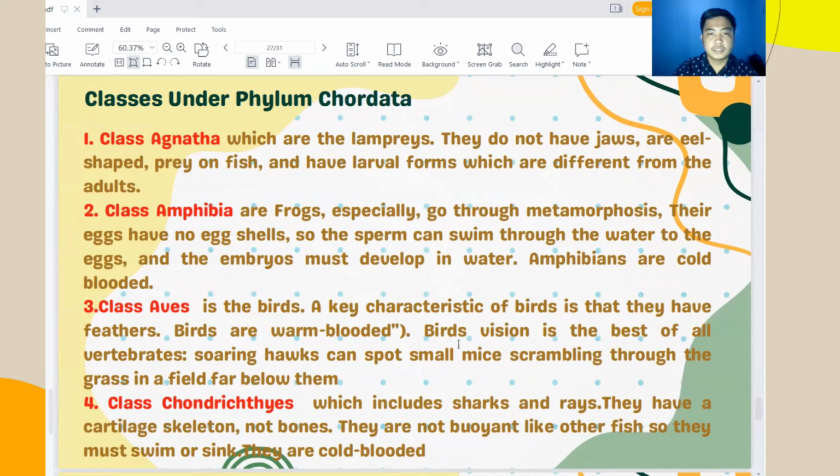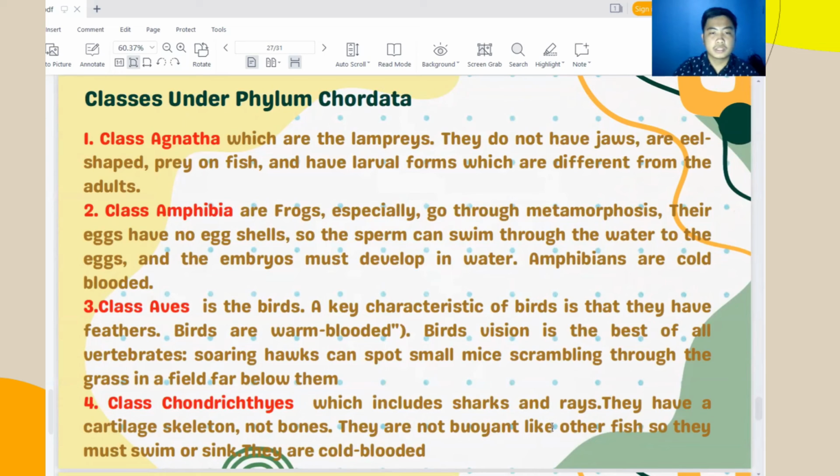Class Aves is the birds. A key characteristic of birds is that they have feathers. Birds are warm-blooded. Birds' vision is the best of all vertebrates. Soaring hawks can spot small mice scrambling through the grass in a field far below them.